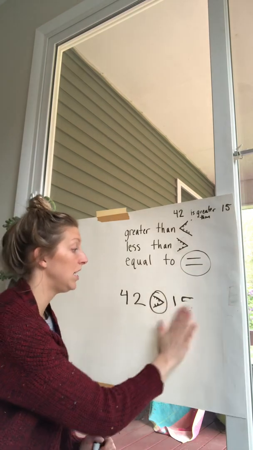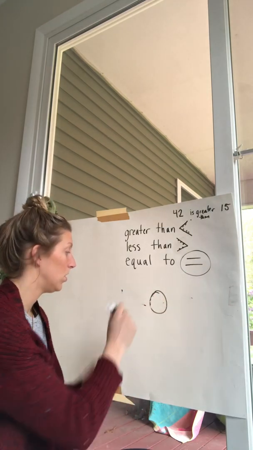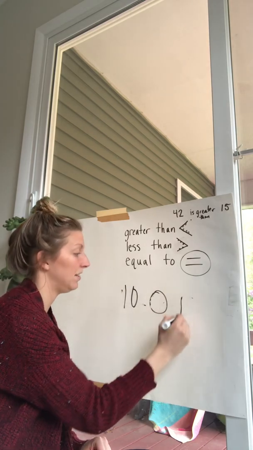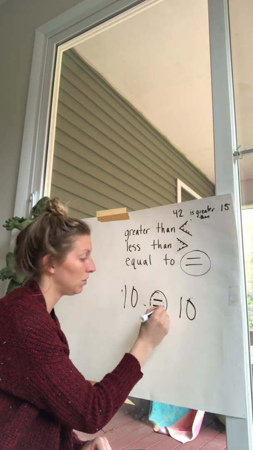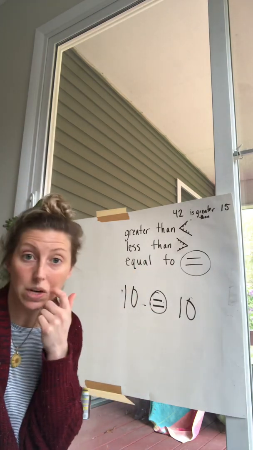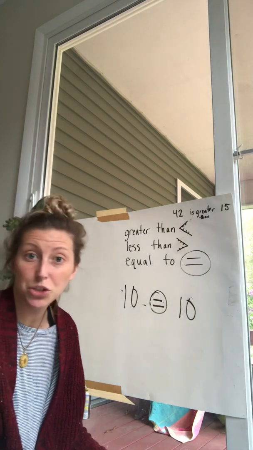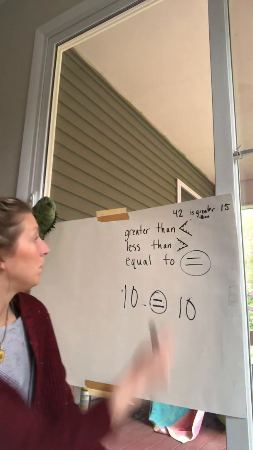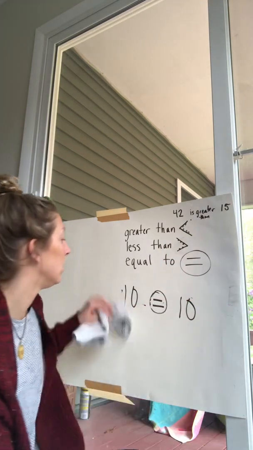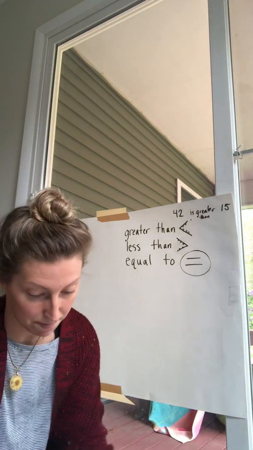Now, if these two numbers were, let's say, 10 and 10, well, those two are what? They're equal, right? They're equal to, so you put the equal sign, okay? So we are going to do a few of these. I'm going to put those symbols up right here, and then we're just going to put them inside, okay?